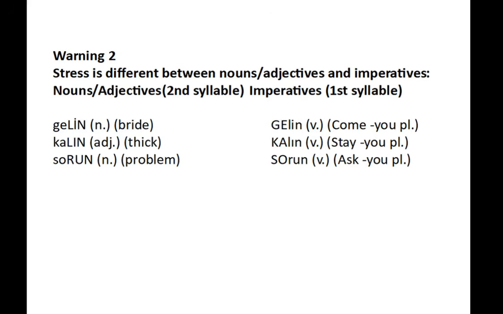Nouns and adjectives with 2 syllables: gelin, which means bride, kalın, sorun. What about imperatives? Gelin, which means you, there are more than one person we are addressing, come here, it means. Kalın, it means stay. Sorun, it means ask. So compare gelin, gelin. Kalın, kalın. Sorun, sorun.